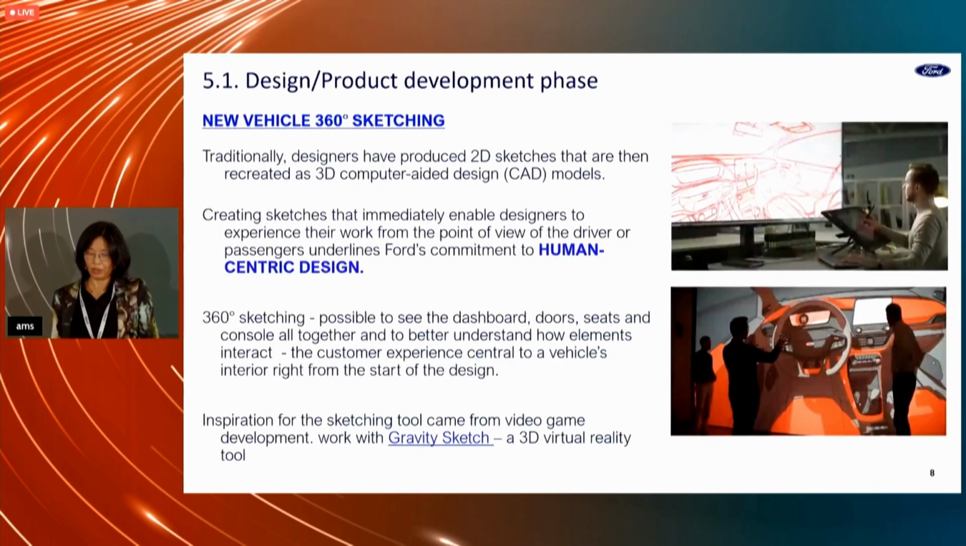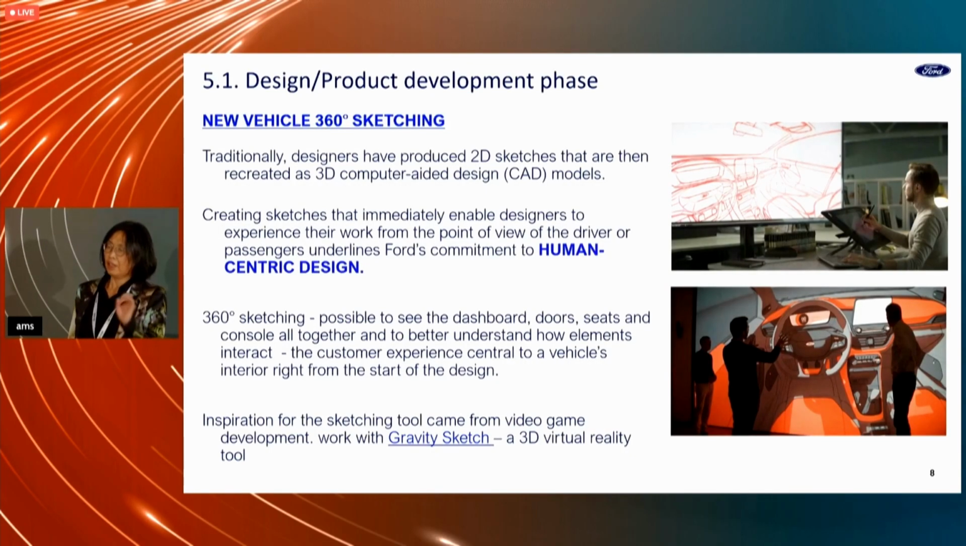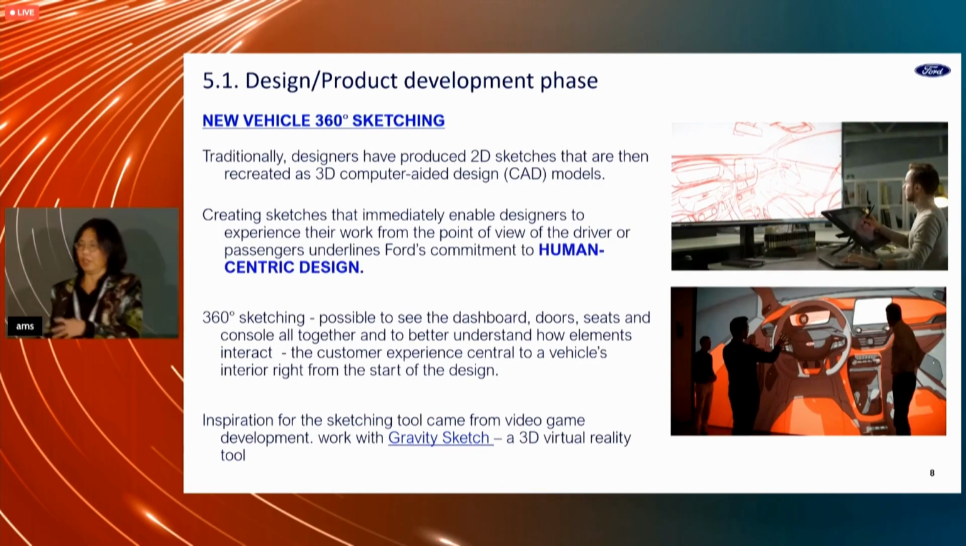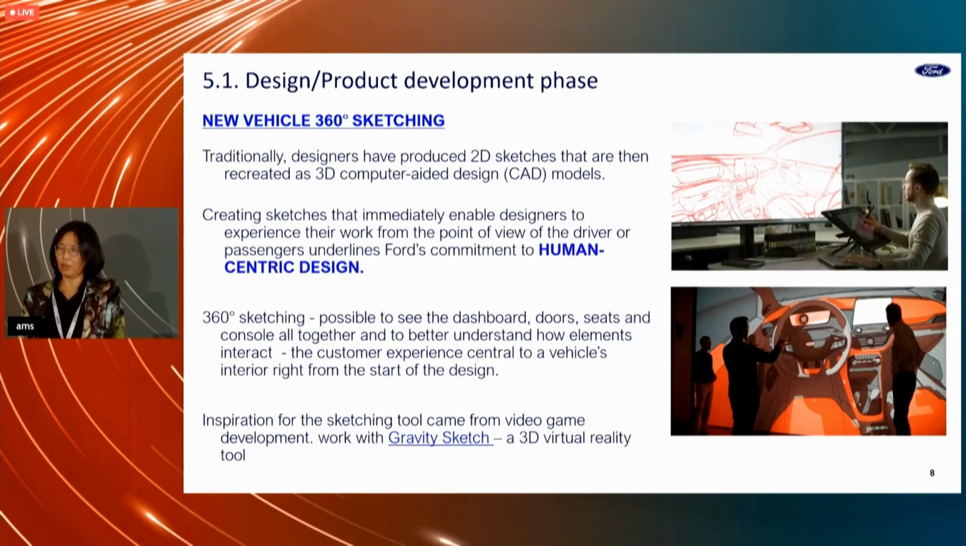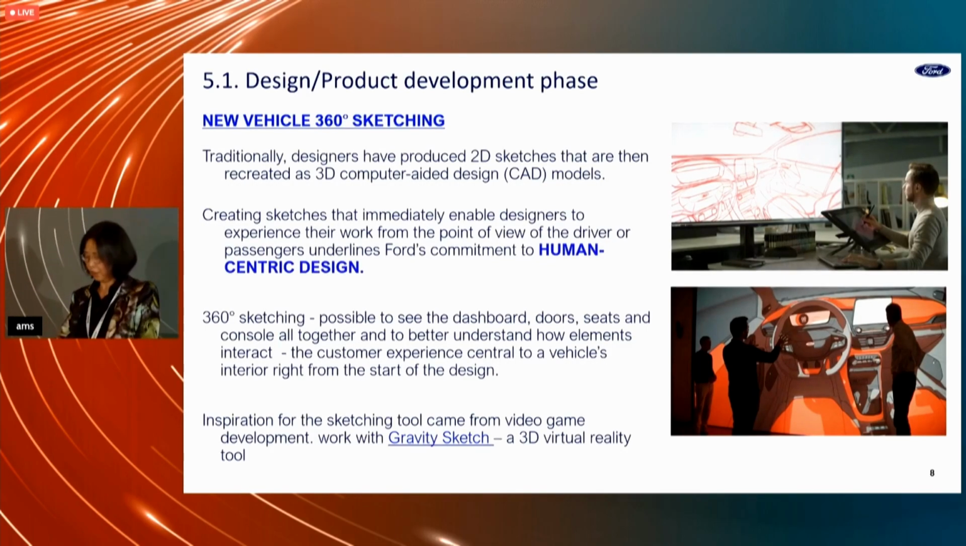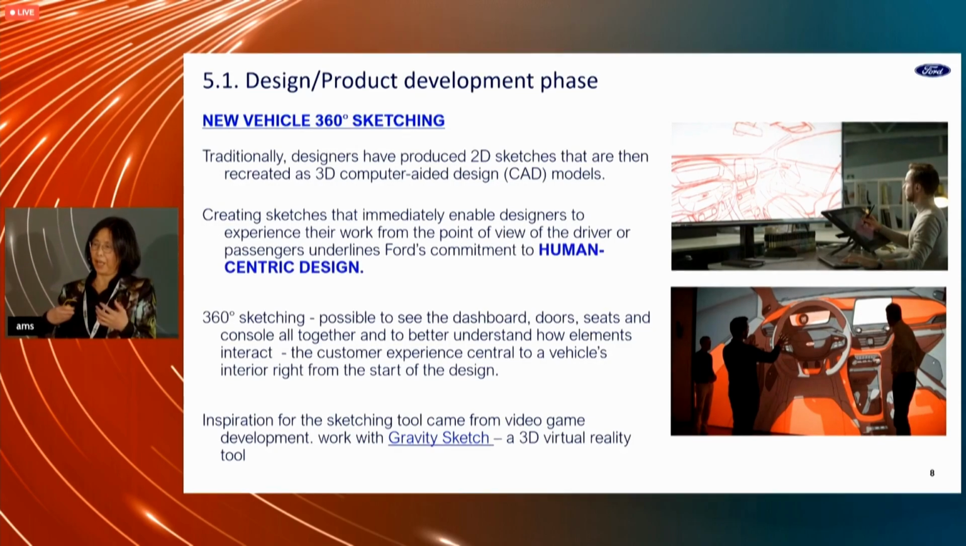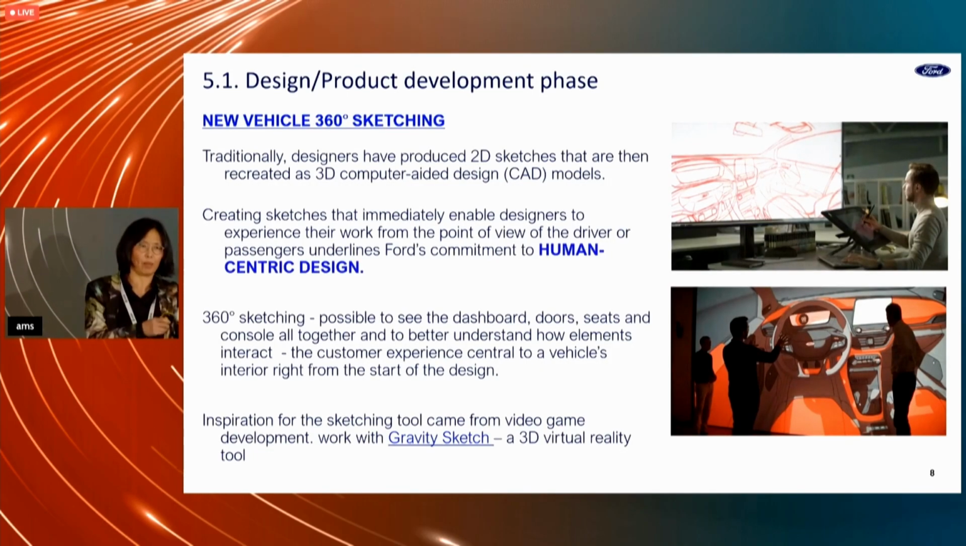So the first technology we are using, just as an example, is the new vehicle 360-degree sketches. In former times, if you had the drawings, it took a lot of time to get a 3D model. Now, with this tool, you can sketch directly and get the 3D model. So you can get direct feedback from your customer on how it looks, whether he likes it or not. So we can have feedback from the customer in the very early phases of our development.